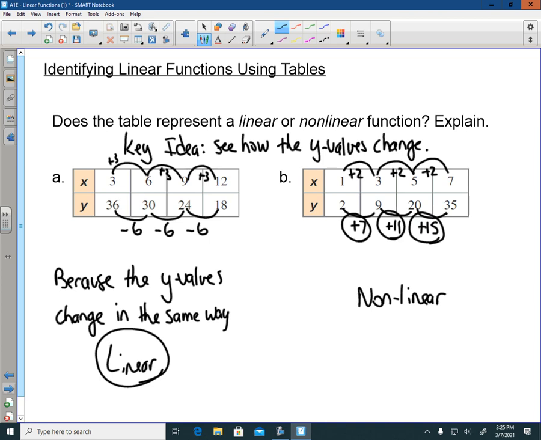So as the x values are consistent in number 1, you're going up 3 every time, the y values go down by 6 every time, which means it's linear because the y values change in the same way. That number is consistent. But it's nonlinear when your y values change in a different way every time. 7, then 11, then 15, nonlinear. As long as the y values change in the same way, then your table is showing you a linear function.